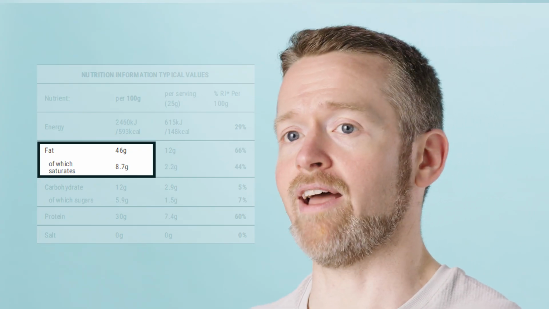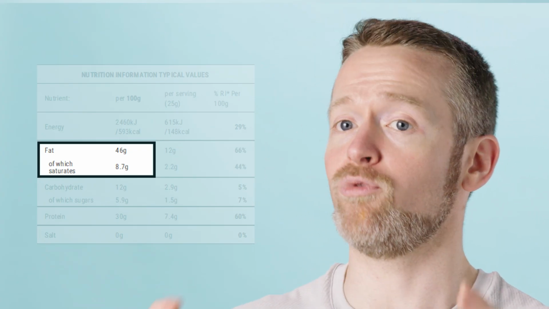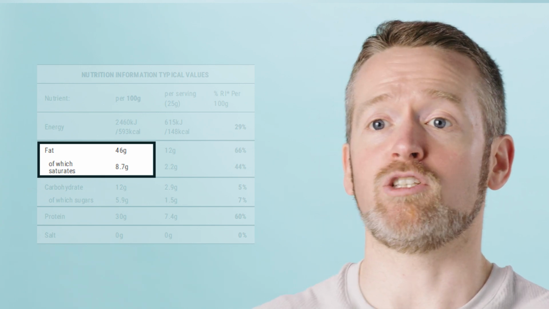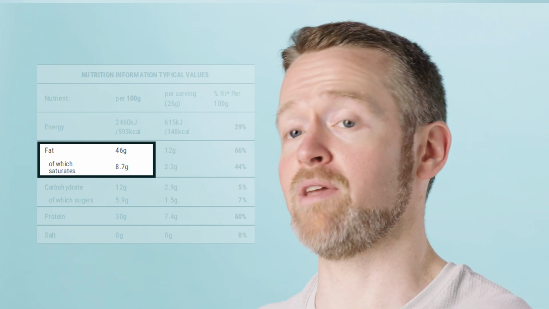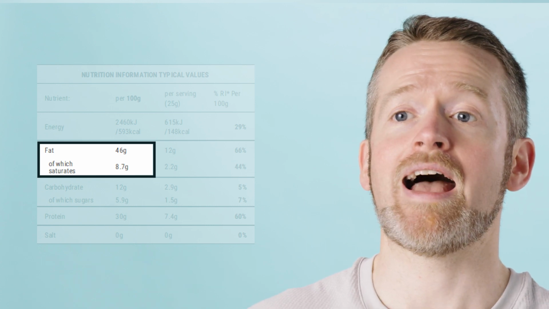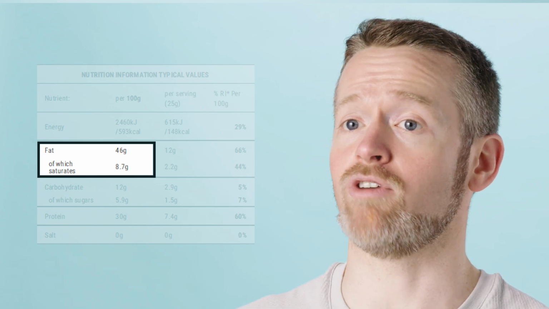You can see total fat, and within that, we see of which saturates. This means that the total amount of fat in 100 grams of peanuts is 46 grams, and of that fat, only 8.7 grams is saturated fat. This is really important too, because eating too much saturated fat can lead to increases in some risk factors for heart disease, and this is why labels need to provide details on saturated fat content.